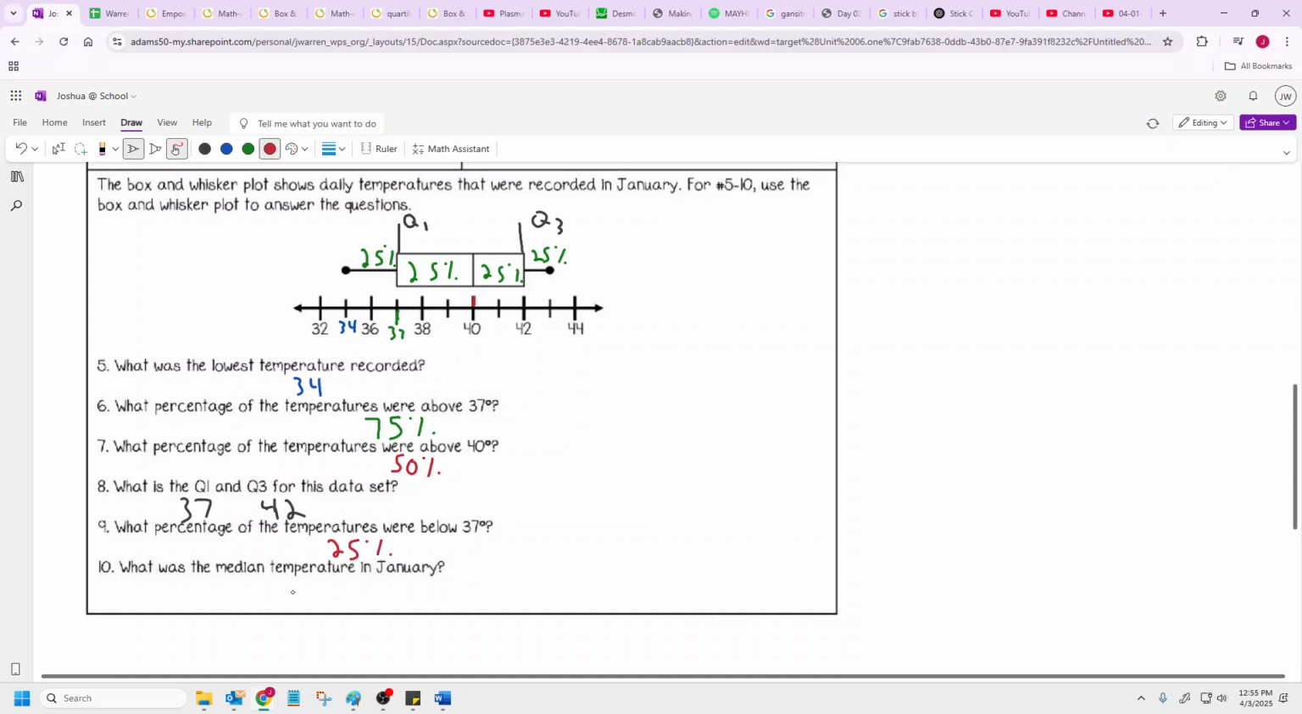What was the median temperature? The median temperature, something I forgot to tell you on the other video. What does the median mean? The median is the same thing as Q2. So where's your Q2 located? Right here. So the median, or your Q2, is 40. Oh, I forgot my little dot for my degrees, and I forgot my little degrees right here. There you go. That's how this works.